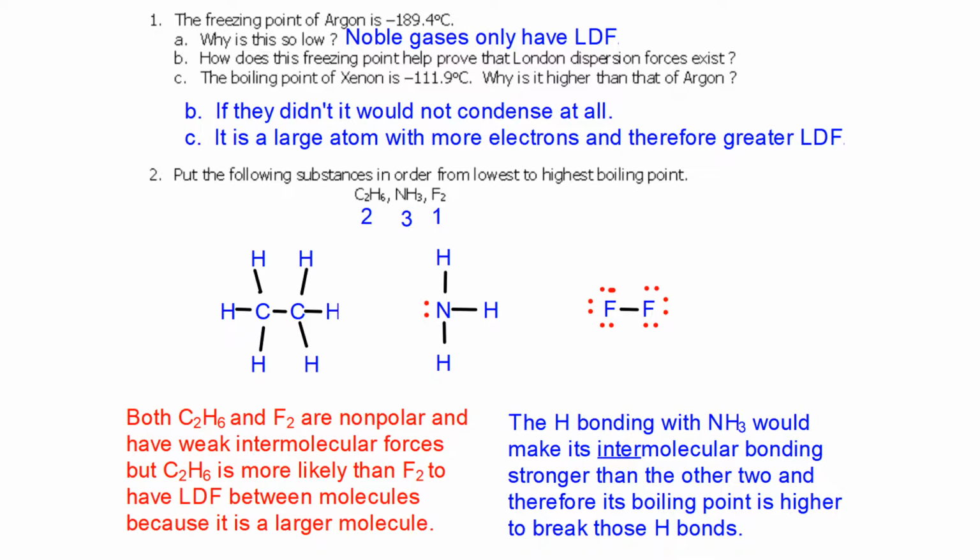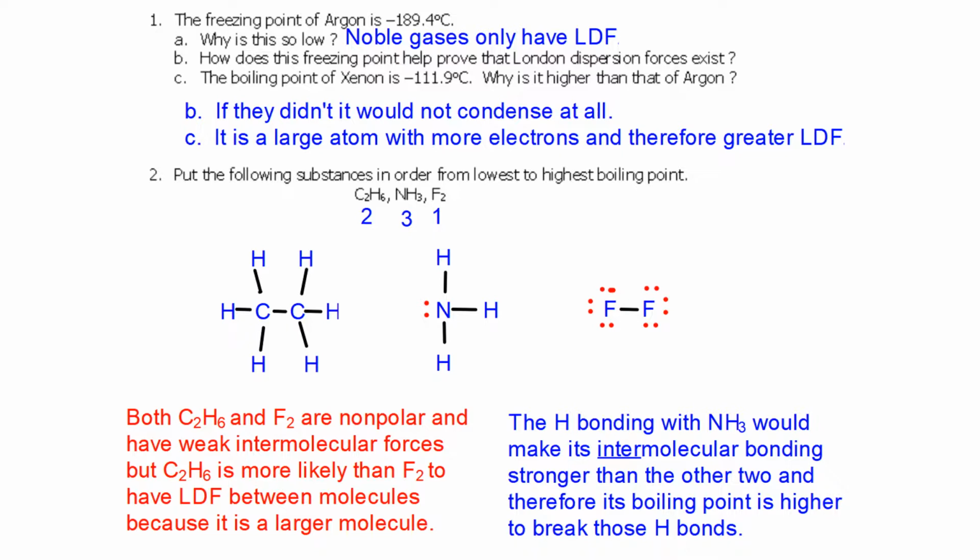Put the following substances in order from lowest to highest boiling point. The one with hydrogen bonding would have the highest boiling point. Hydrogen bonds are very strong bonds and therefore hardest to break apart. So if you had a bunch of NH3s, they would be harder to break apart than the other two. And then the other two molecules, both are non-polar molecules.